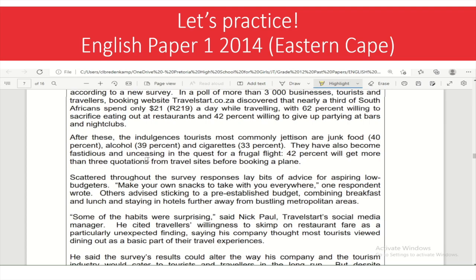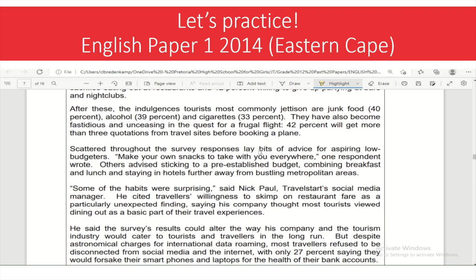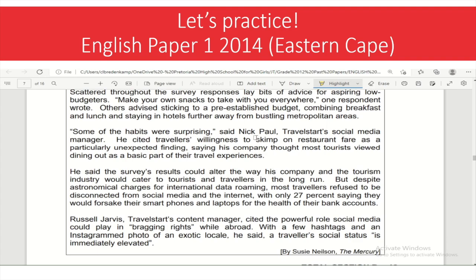They have also become fastidious and unceasing in the quest for a frugal flight. 42% will get more than 3 quotations from travel sites before booking a plane. Scattered throughout the survey, responses lay bits of advice for aspiring low budgeters, like make your own snacks to take with you everywhere, one respondent wrote. Others advised sticking to a pre-established budget, combining breakfast and lunch and staying in hotels further away from the bustling metropolitan areas. Some of the habits were surprising, said Nick Paul, Travel Start's social media manager. He cited travelers' willingness to skimp on restaurant fare as a particularly unexpected finding, saying his company thought most tourists viewed dining out as a basic part of their travel experiences. He said that the survey's results could alter the way his company and the tourism industry would cater to tourists and travelers in the long run.